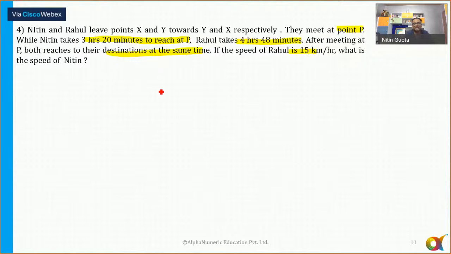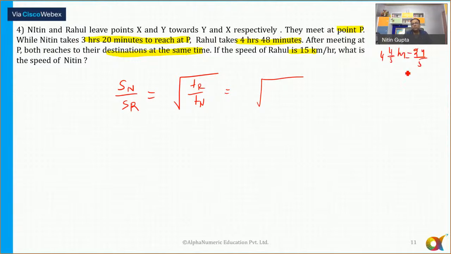Okay. So I can straight away say speed of Nitin to speed of Rahul is equal to the inverse of the square root of time taken by Rahul by time taken by Nitin. So what is the time taken by Rahul? It says 4 hours 48 minutes. 48 minutes means 4 by 5, so 4 by 5 hours. That will be 5 4s are 20, 24 by 5 hours. So I'll write down 24 by 5 hours.